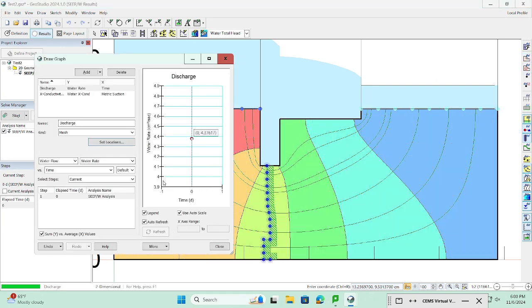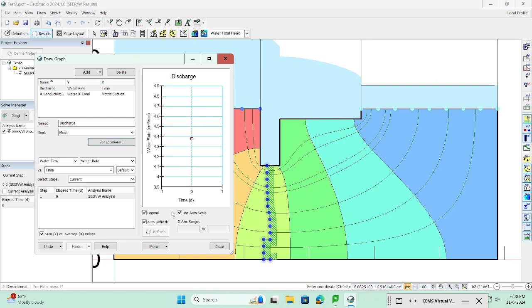It's the same value. The only difference is basically the sign, whether it's positive or negative. So as we can see, if you are here at this point, what is the flow rate? What is the water rate? It's 4.9 centimeter cubed per second per centimeter. Okay, so per centimeter width.